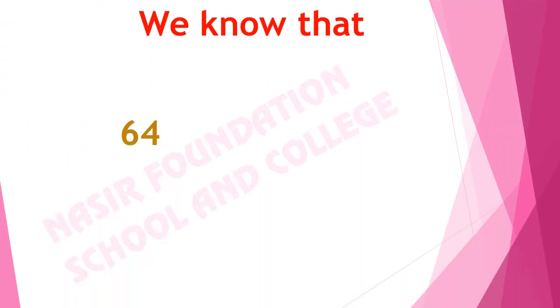Let's take another example. We have to divide 64 by 8 and then we will divide the answer by 2. There are two same operations, so we will start from left. We will divide 64 by 8. If we divide 64 by 8, we get 8. Now we will divide this 8 by 2. If we divide 8 by 2, we get 4.